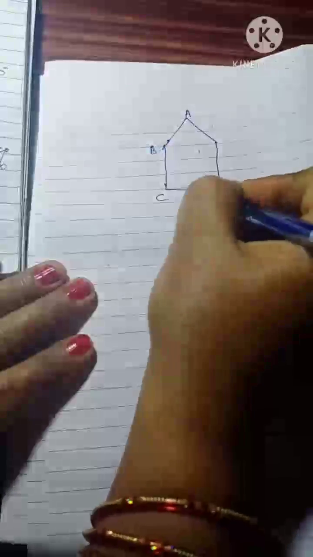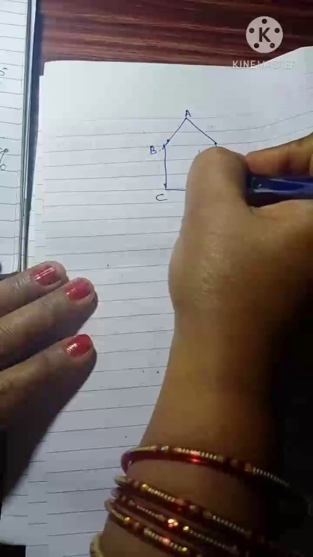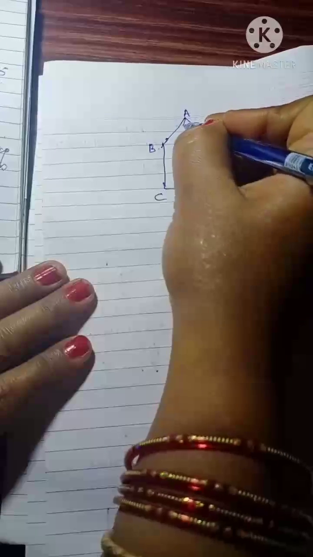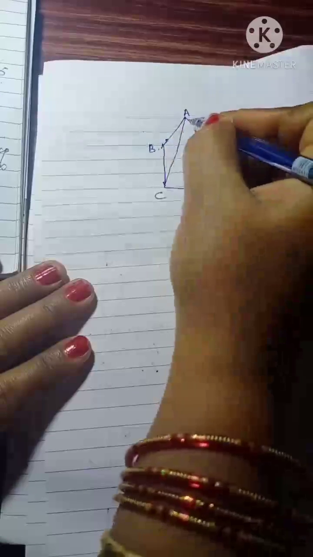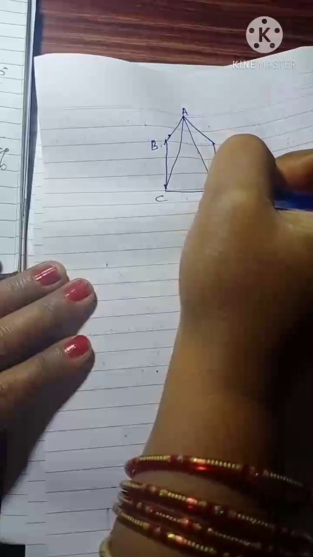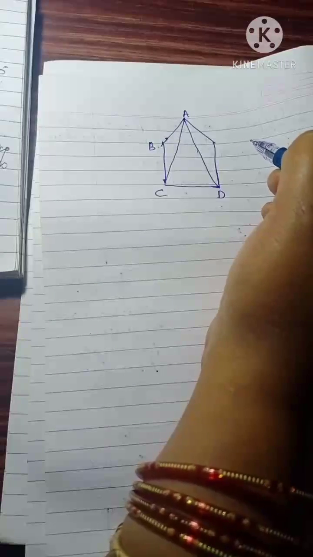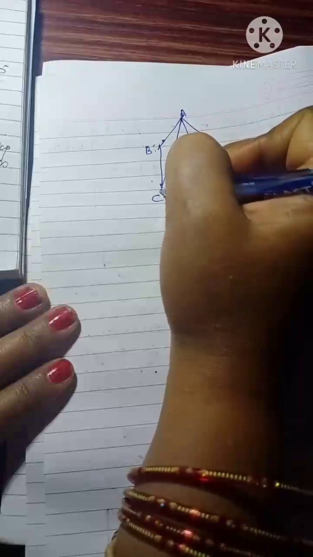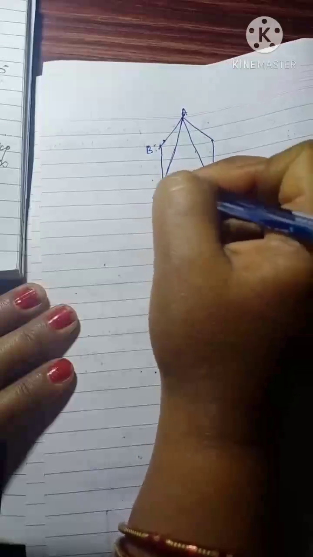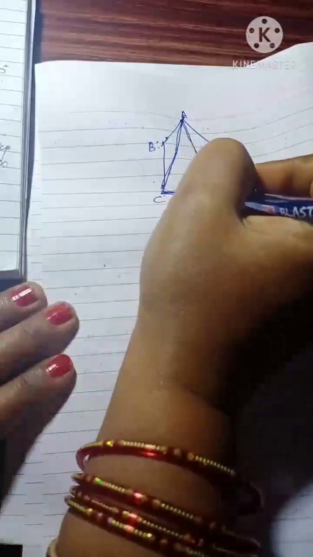I am making one pentagon here. Okay, A, B, C, D. You know that the sum of the interior angles of a triangle is 180 degrees. I am dividing it into triangles. You can see that, beta. So how many triangles am I getting here? See, one triangle is A, B, C. Another triangle, this is also a triangle, if I join this here, A, C, D. 3 triangles I am getting.